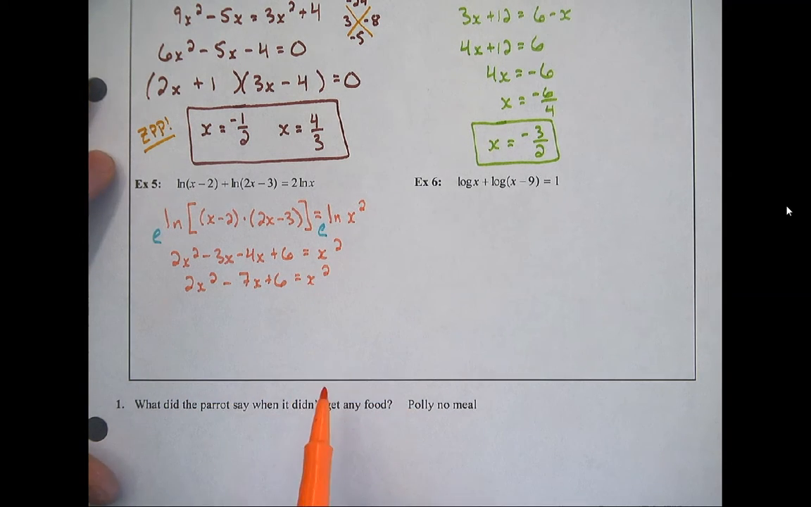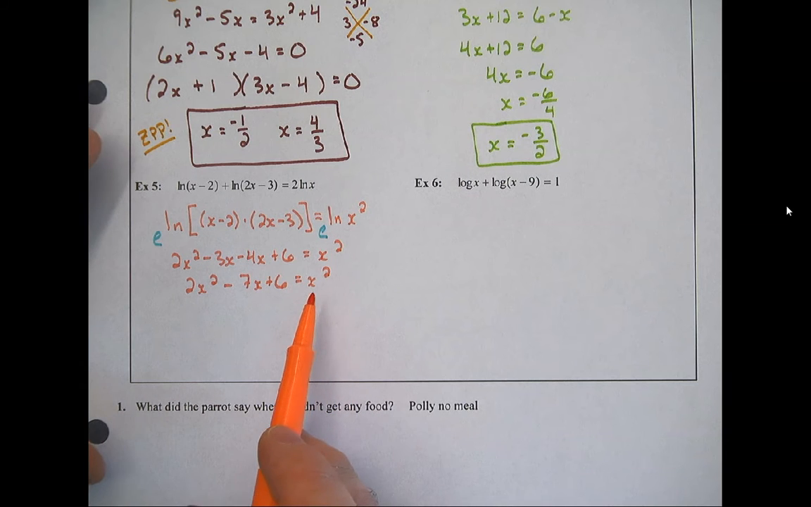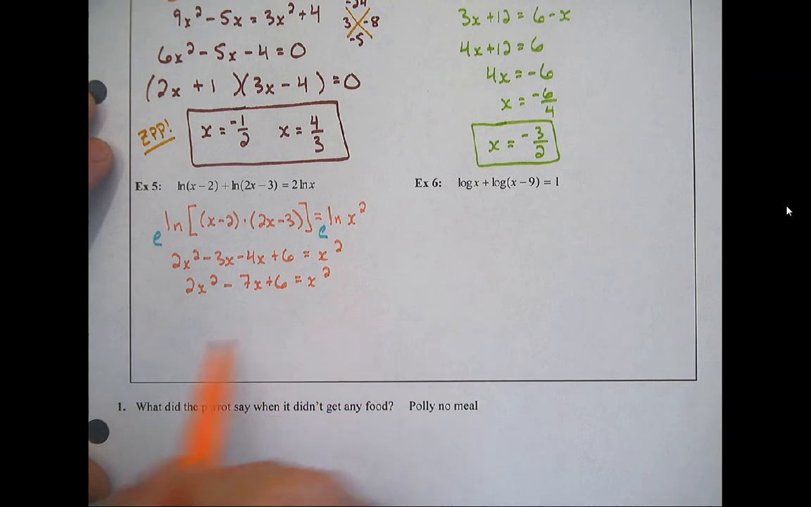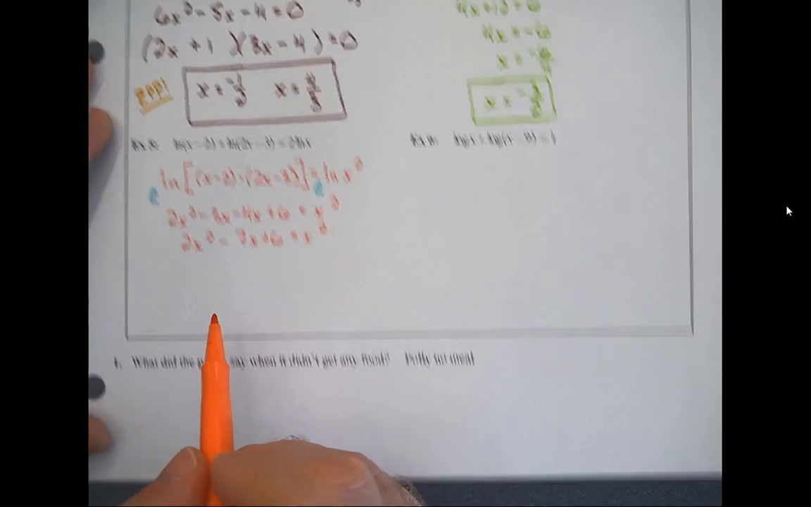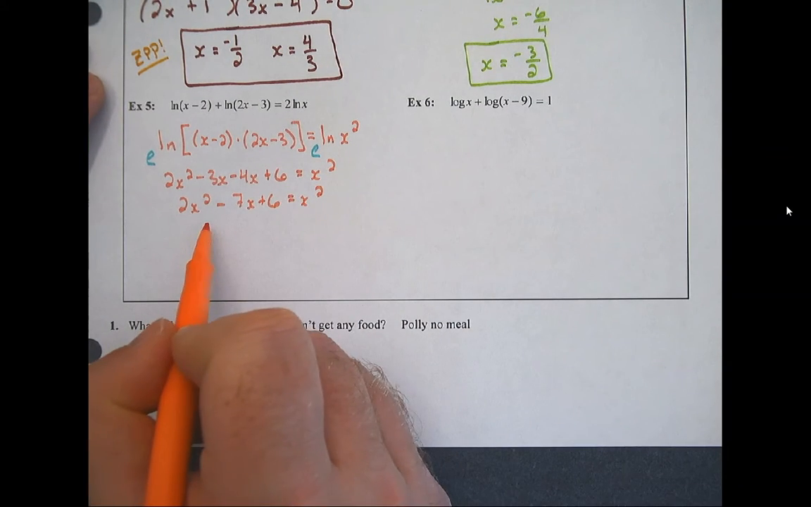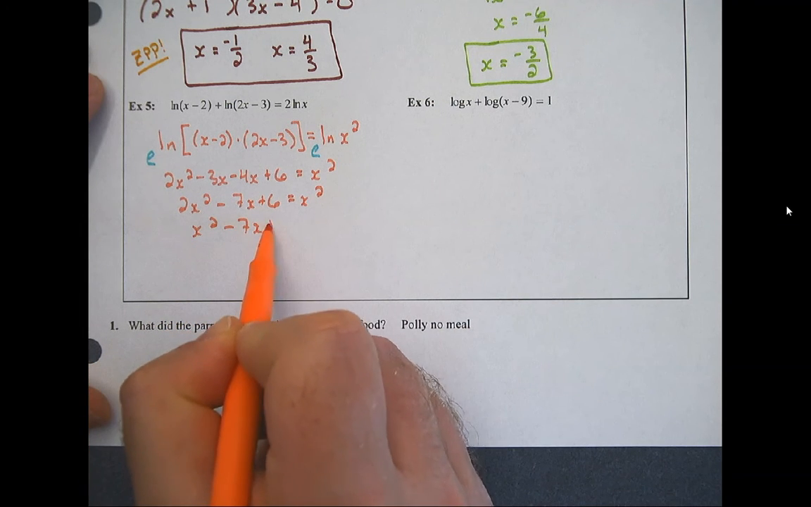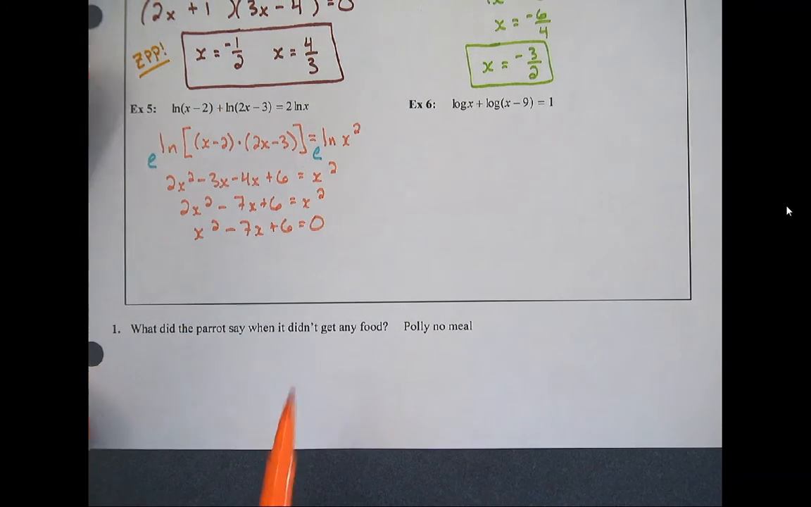I wish I would have subtracted that over in the same move, but I didn't, so I'm going to run out of room probably. So I'm going to subtract now. Before I can factor, I always have to get my equation equal to 0 so we can ZPP it. And we get x squared, subtract 7x plus 6 equals 0. Now we can factor this.